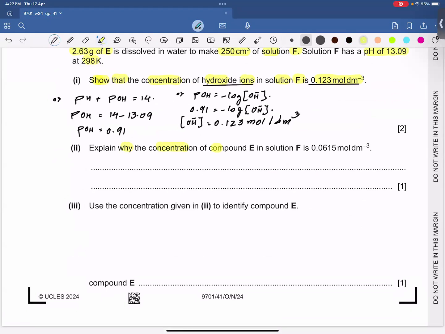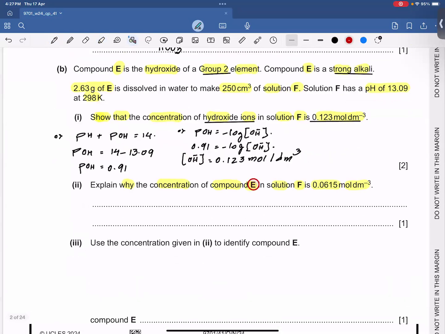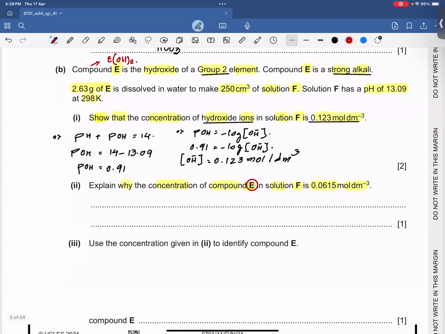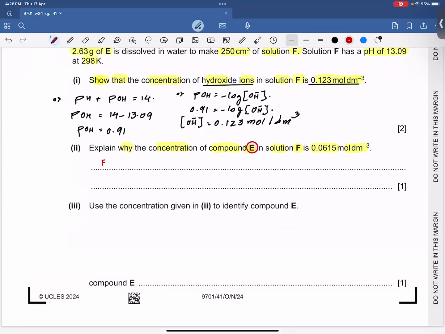Explain why the concentration of compound E in solution F is 0.0615 mole per dm cube. The examiner is looking for the concentration of compound E, and compound E is basically the group 2 hydroxide. So group 2 hydroxide generally can be represented by E(OH)2, right? So E(OH)2 will turn to E2+ and 2OH minus.